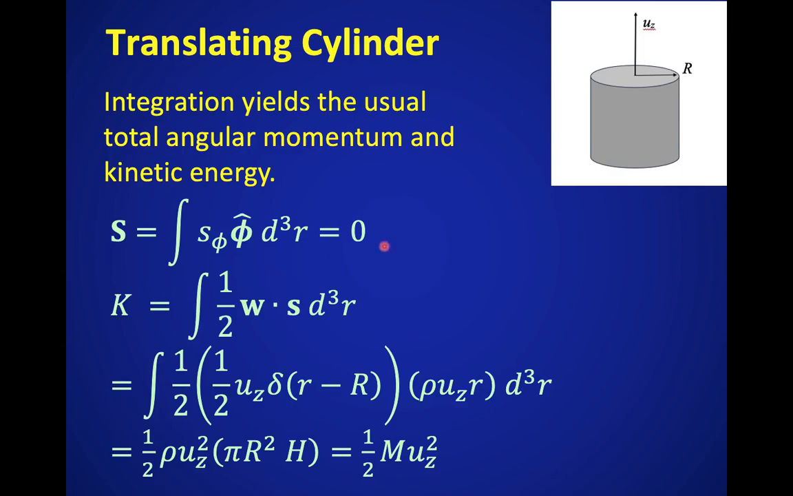Okay, so in this case, because the spin density is in the azimuthal direction, when you do an integral, it's going to integrate to 0. But for the kinetic energy, if you plug in the delta function for angular velocity and multiply that by the spin density at the edge, at the radius here, and then integrate, what you get is 2 factors of u_z, so you get u_z squared, and then the integral of the volume over the delta function works out to be multiplying by the mass. So you end up with 1/2 mass times velocity squared, just like you would expect.